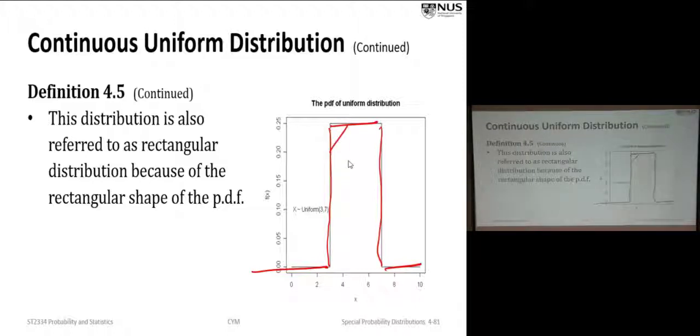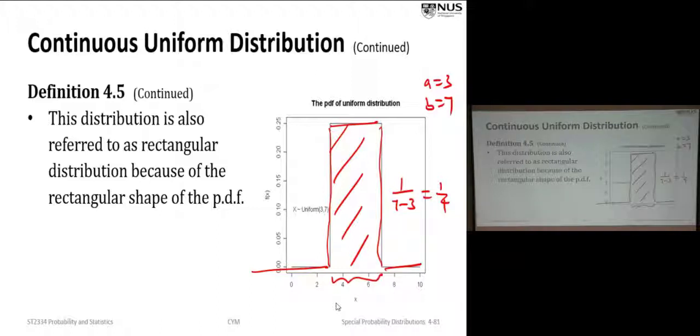Now, the height is 1 over b minus a. In this example, a is 3 and b is 7, so it is 1 over 7 minus 3, or 1/4. The length between this point and this point is 7 minus 3, so it's 4. The width is 4, the height is 1/4, so the product is equal to 1. In other words, the area here is equal to 1.